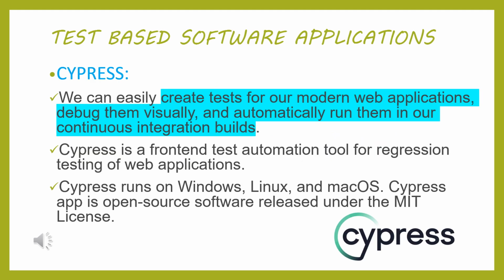Test-based software applications: Cypress. So Cypress is for creating tests for modern web applications. It is easy to debug them visually and automatically run them in our continuous integration builds. So Cypress is a front-end test automation tool which is mainly used for regression testing for web applications. Cypress will run on Windows, Linux, and macOS.